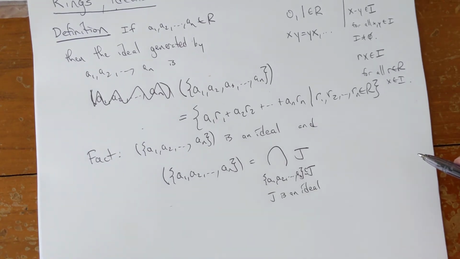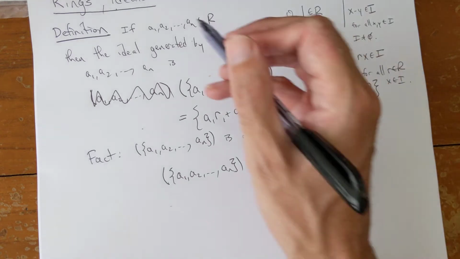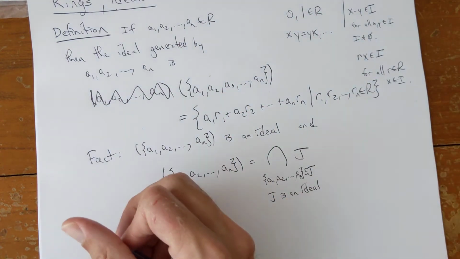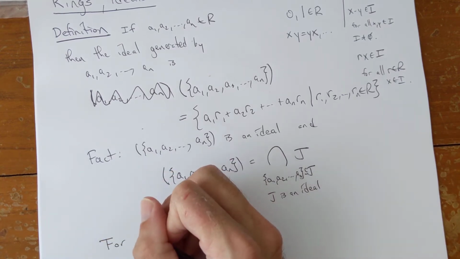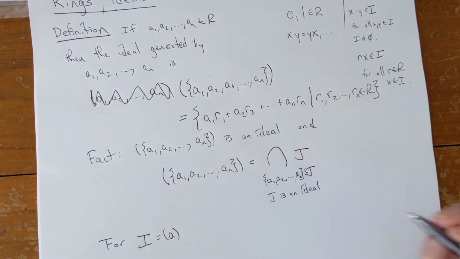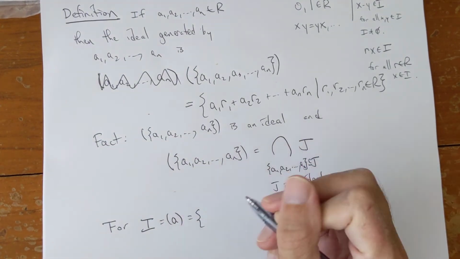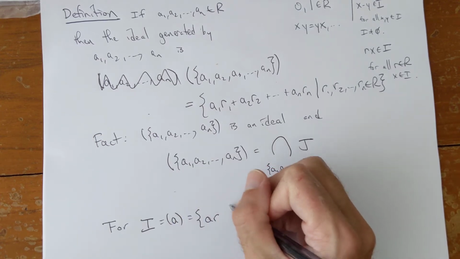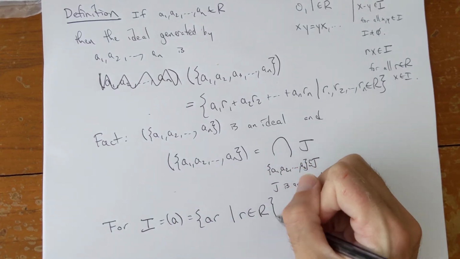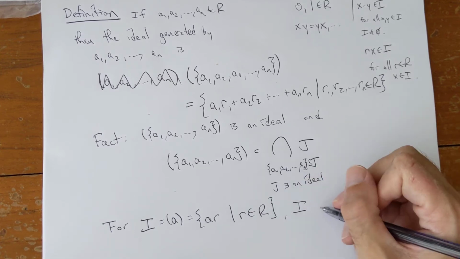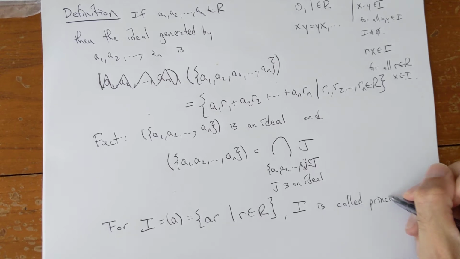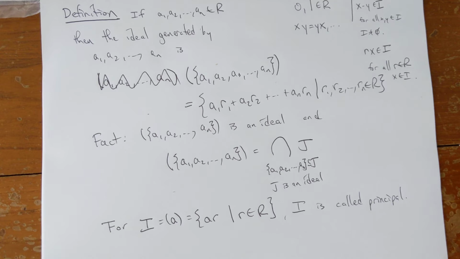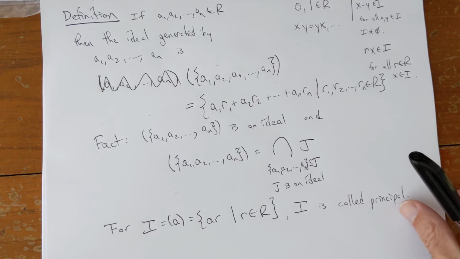So we might call an ideal like that a finitely generated ideal, and then if there's only one element, we call it principal. Okay, so for I generated by just one thing, a, in other words, the ideal generated by a is the set of all ar such that r is in the ring. That ideal I is called principal. So if an ideal is just generated by one element, we call it a principal ideal. Okay.